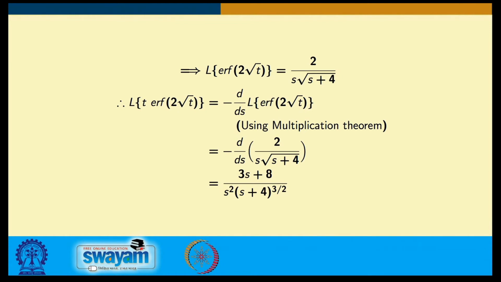In the last one, what I obtained? I obtained the Laplace transform of erf of 2 root t. So, now I am finding out the Laplace transform of t into erf of root t. This is nothing but minus d/ds of the Laplace transform of erf of 2 root t. So, minus d/ds of that, I know it already. I am just substituting the value, and if I make the differentiation, I will obtain the result as 3s plus 8 divided by s square into (s plus 4) to the power 3 by 2.